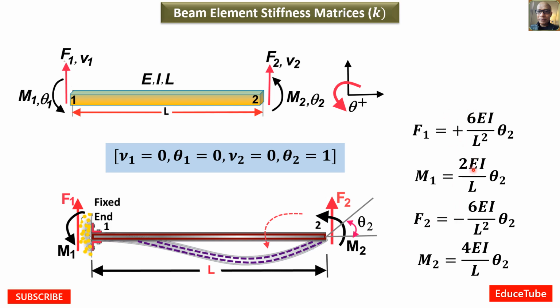So these four are the fourth column of the stiffness matrix. This is the fourth column. This is K14, K24, K34, K44.